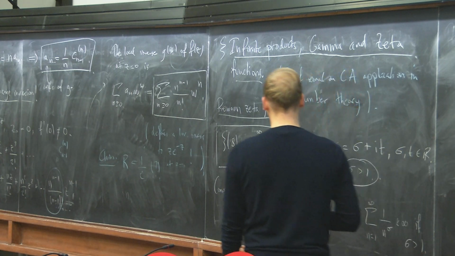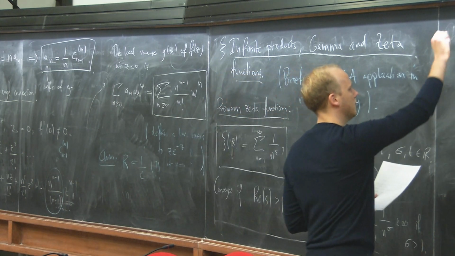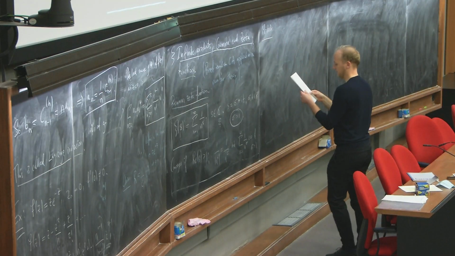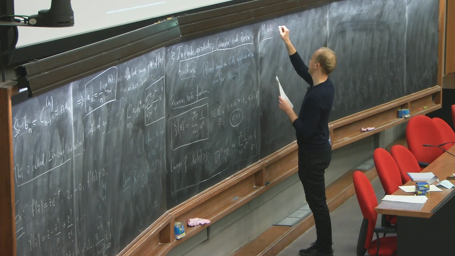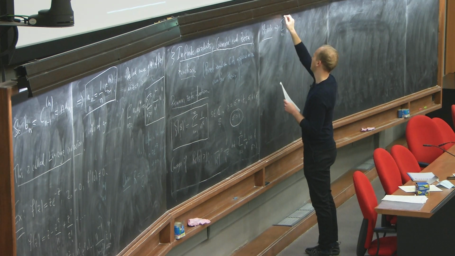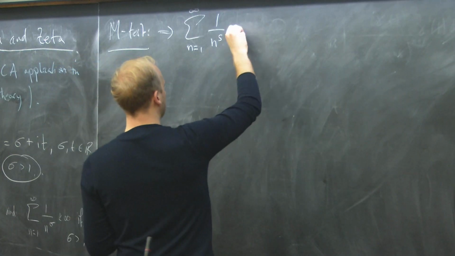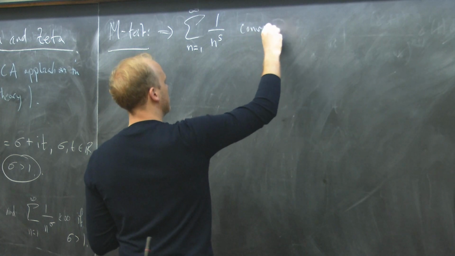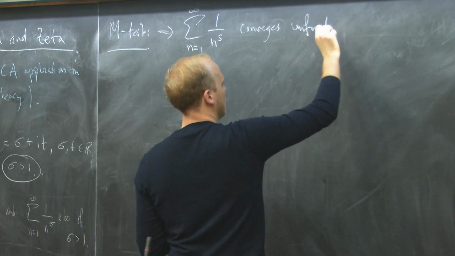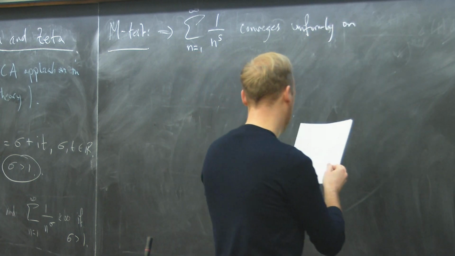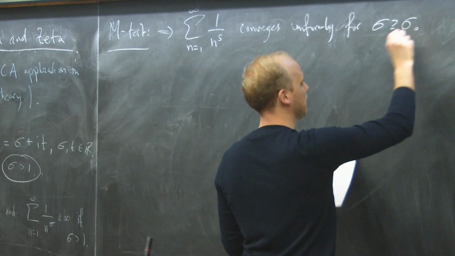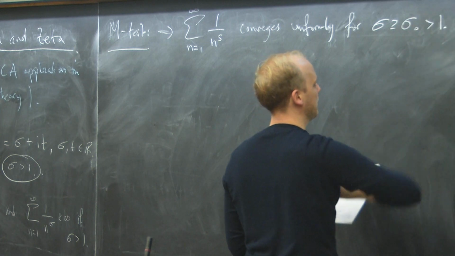And then if you remember the M test, something we did in lecture 3, I believe, it implies that this sum of 1 over n to the s, the way you define it, converges absolutely and uniformly on any set, I mean, for sigma greater than or equal to some fixed sigma 0 greater than 1.